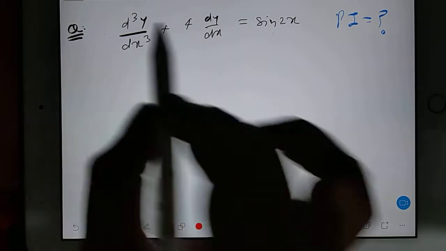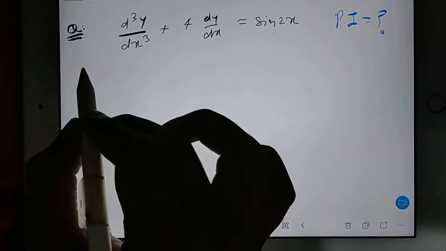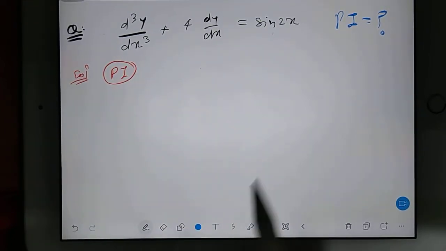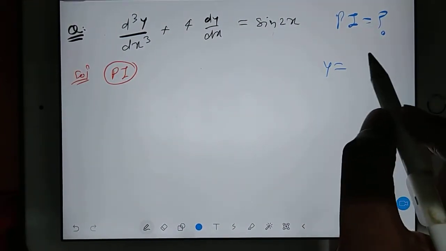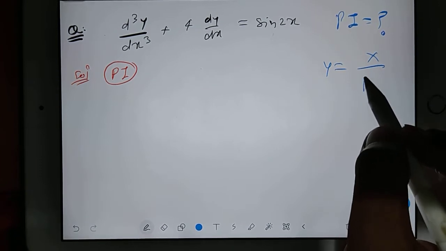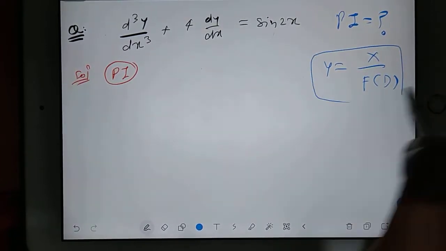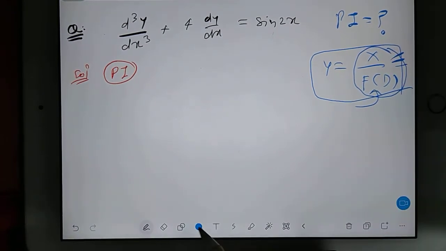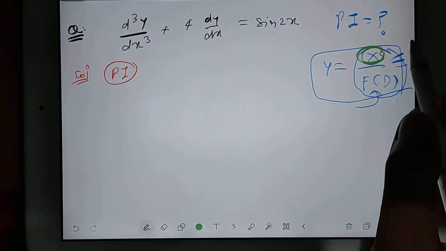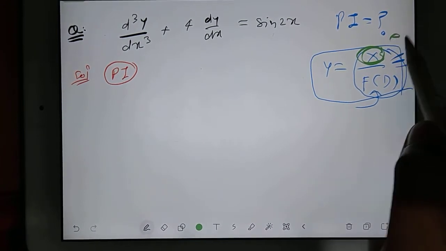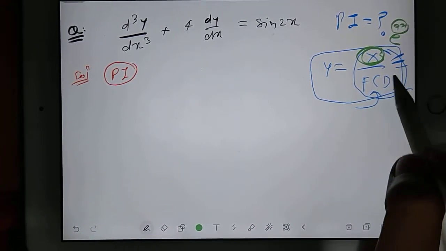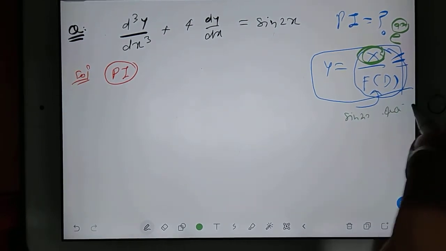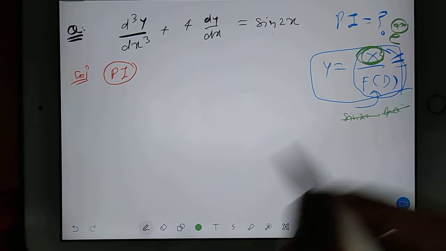Okay. So first of all, whenever you approach for pi, always remember your pi is nothing but 1 by f(d) times x. When you solve this guy, that is only going to be your pi. So for different x, we have different procedures. We finished e power ax part. Now we are into the trigonometry part. Especially we are doing sine 2x and cos 2x. So cos 2x example over. Now I am taking sine 2x example.